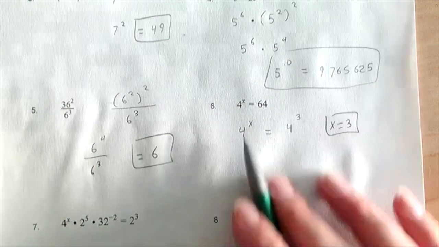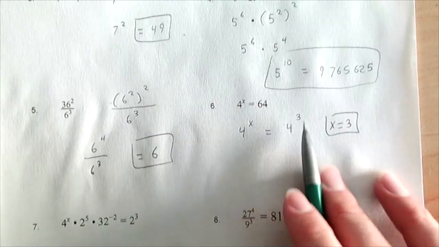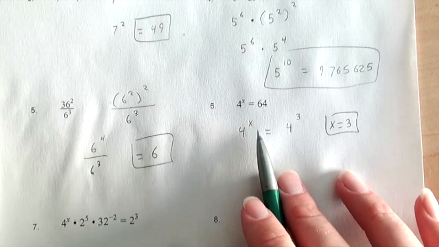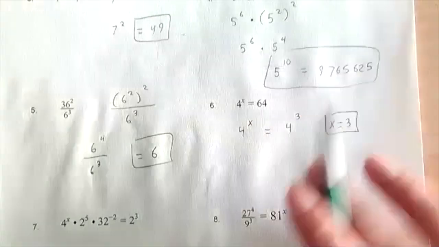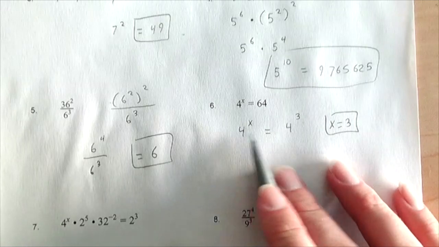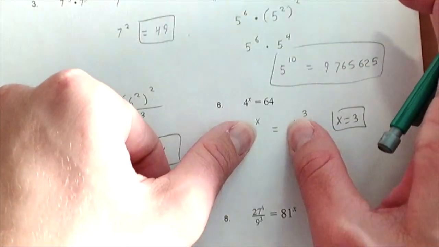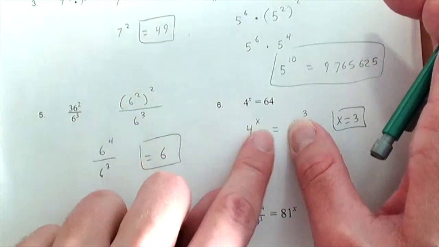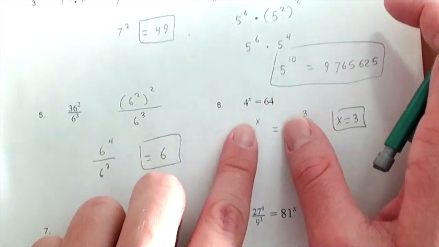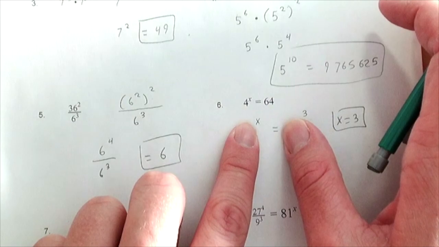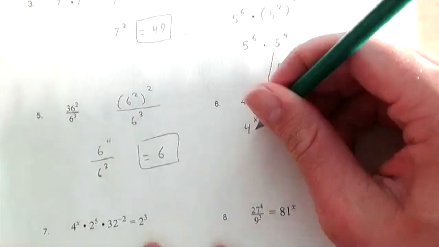But once the equations get more complicated, this was fairly easy to solve. All you're going to start doing is, once you have the same base, you can just ignore the base, okay? So 4 to the x equals 4 to the third. So obviously, x equals 3. I hope that makes sense to everyone.